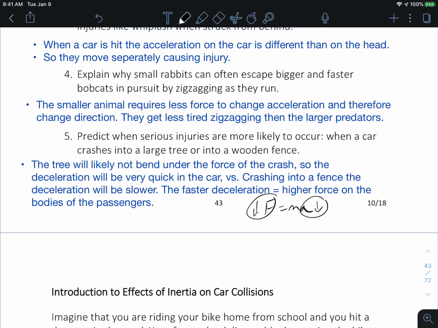This is one of the things that your airbag is doing, is it is actually influencing the acceleration. It's trying to provide a cushion so that your head slowly, or more slowly, hits the steering wheel, as opposed to just slamming right into it and the acceleration being quick.